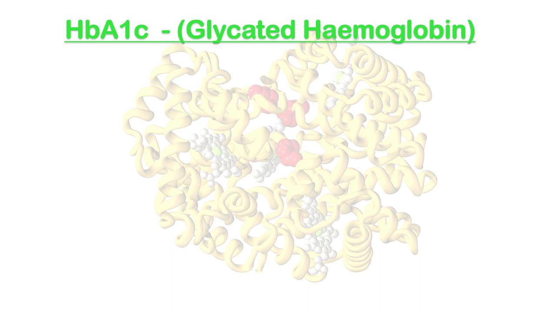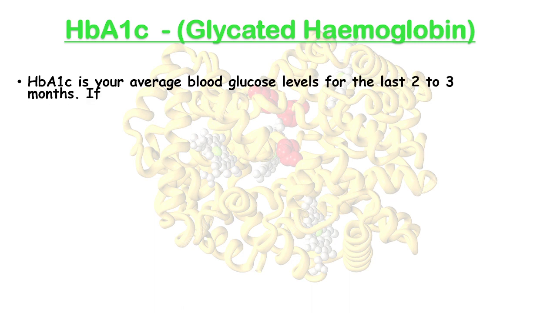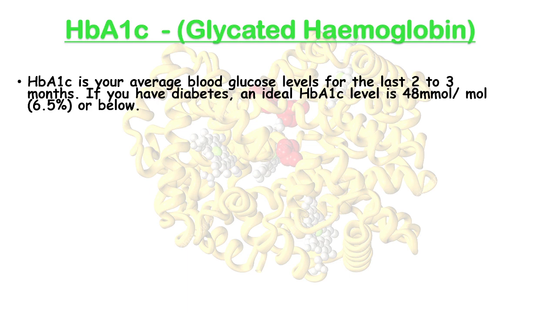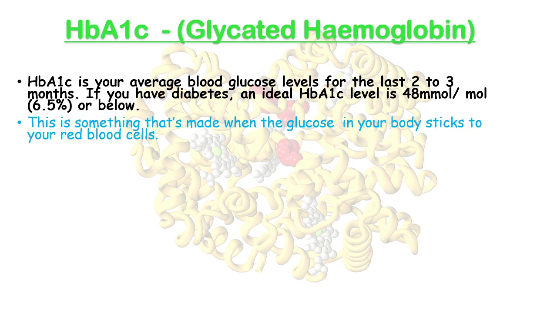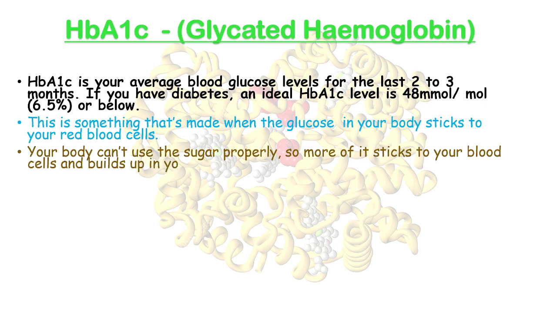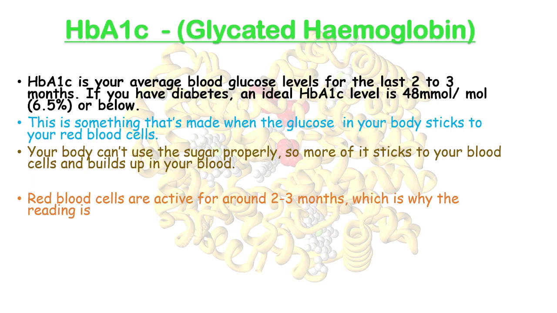HbA1c test or glycated hemoglobin test. HbA1c is your average blood glucose level for the last 2 to 3 months. If you have diabetes, an ideal HbA1c level is 48 millimoles per mole, or 6.5% and below. This is something that's made when the glucose in your body sticks to your red blood cells. Your body can't use the sugar properly, so more of it sticks to your blood cells and builds up in your blood. Red blood cells are active for around 2 to 3 months, which is why the reading is taken quarterly, as red blood cell lifespan is 120 days.